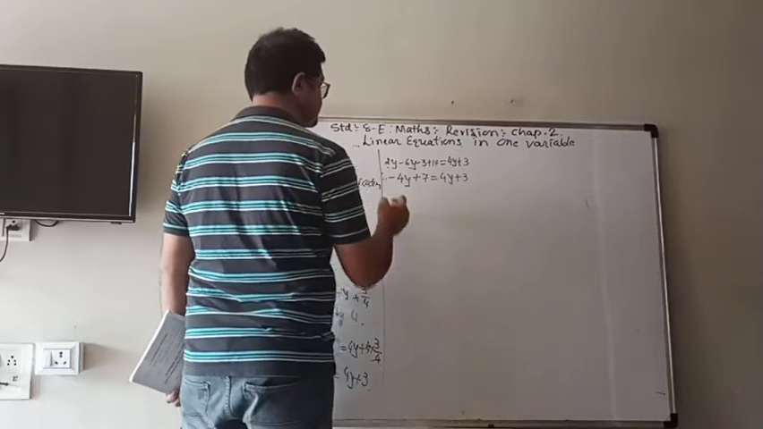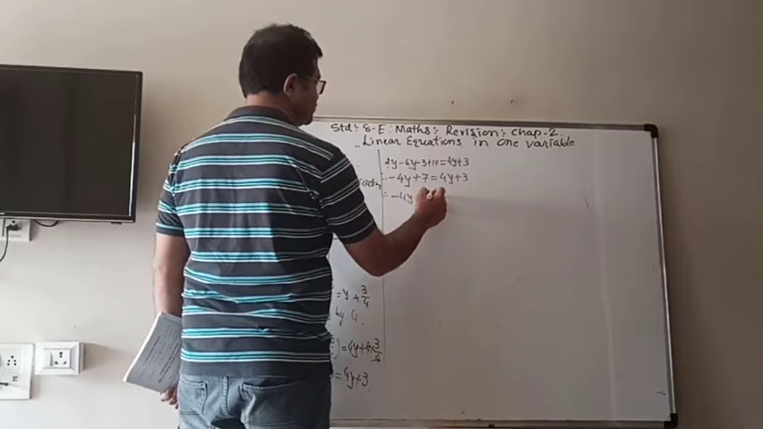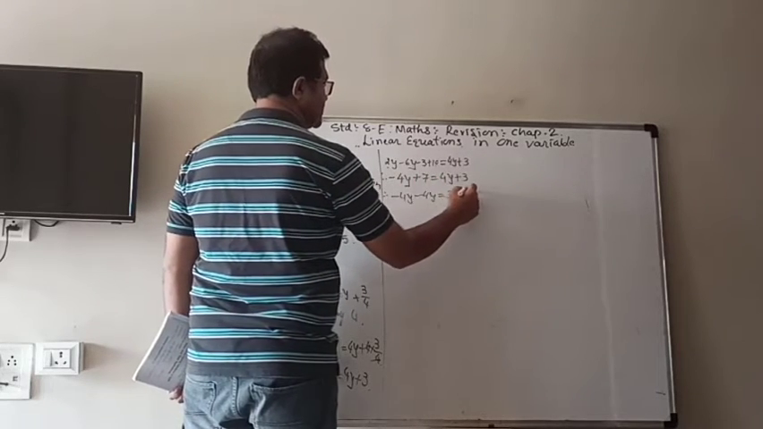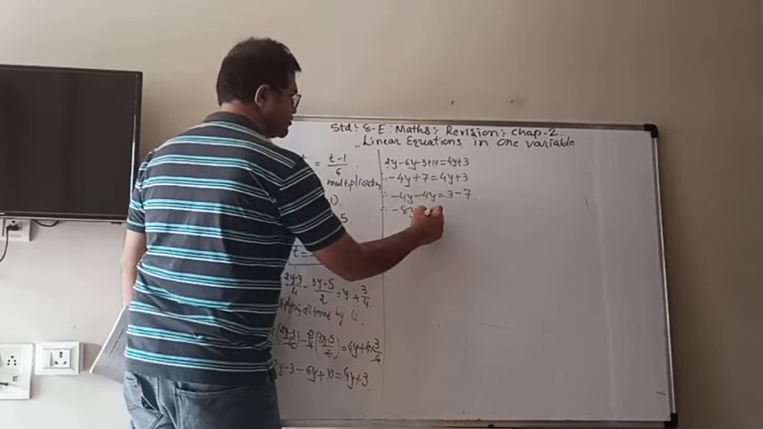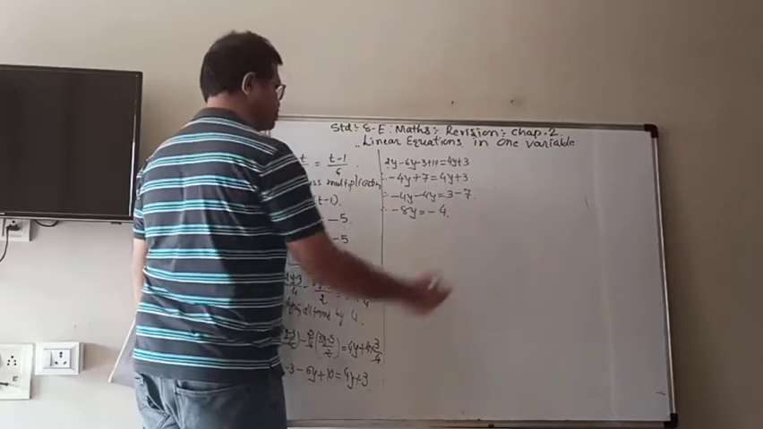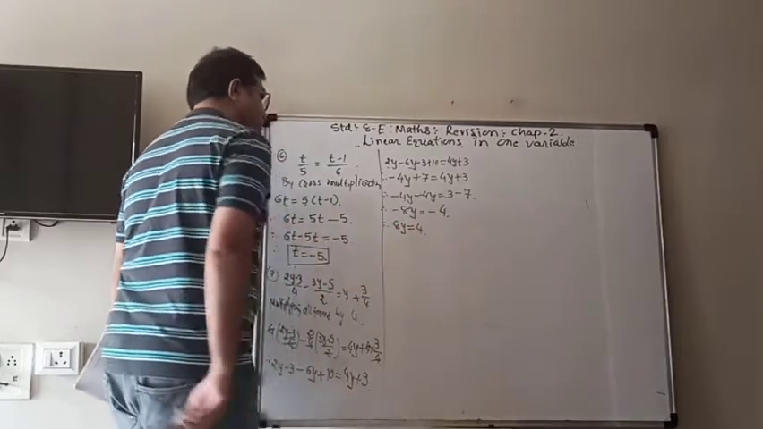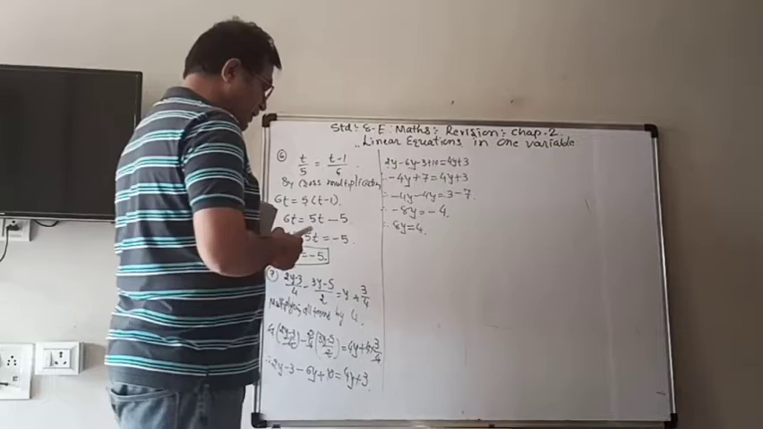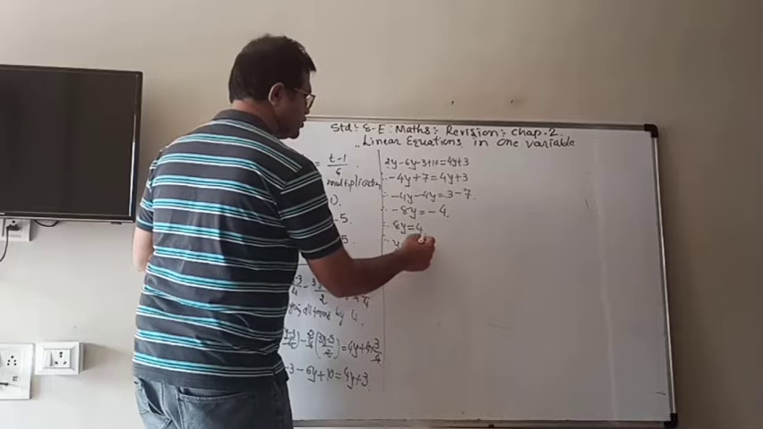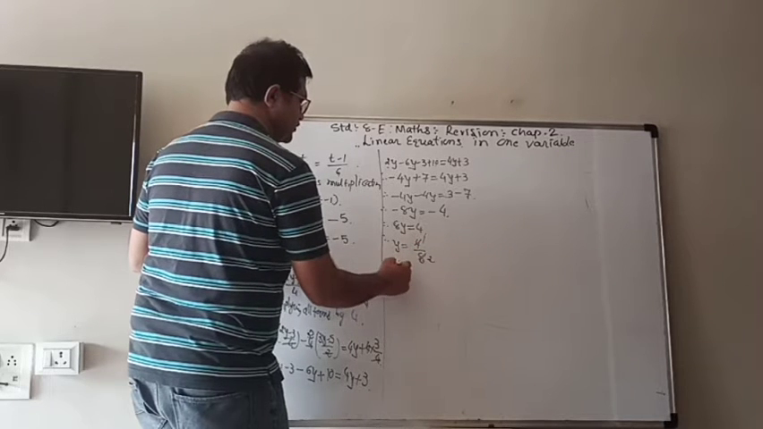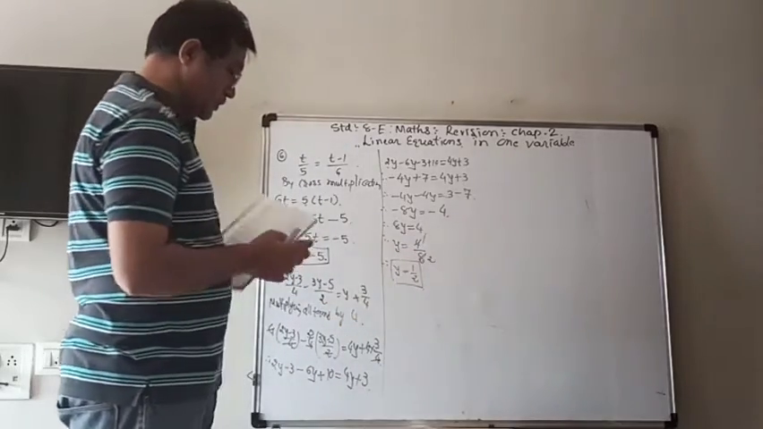4y plus 3. So minus 4y plus 7 equals 4y plus 3. The 4y comes to this side and again becomes minus 4y. The 3 goes to the other side and becomes minus 3, so minus 8y is equal to 3 minus 7, which is minus 4. You can cancel the negative sign from both sides. So 8y equals 4, and therefore y equals 4 upon 8, which reduces, and therefore y is equal to 1 upon 2 will be your answer.